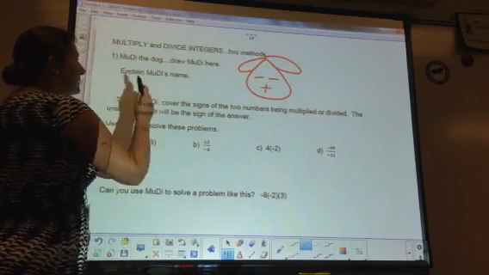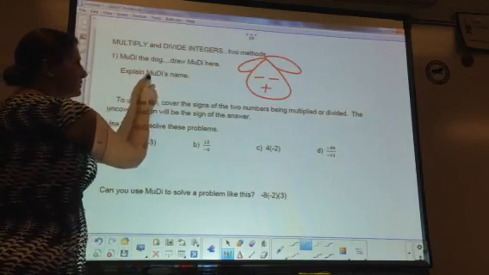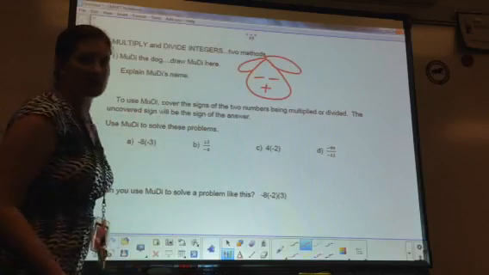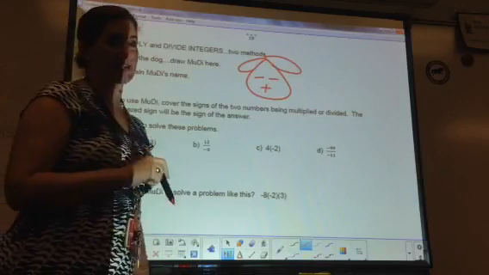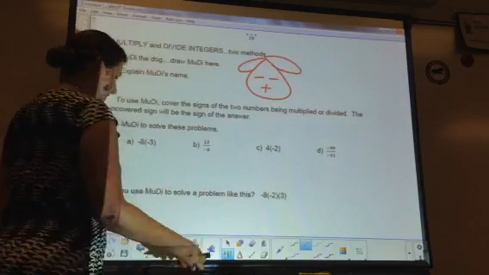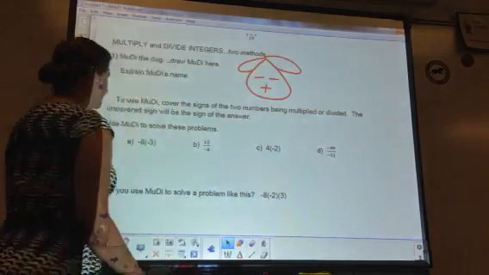Now, Muddy's name is Muddy because MU is multiply and DI is division. Muddy will bite you if you try to make him work for addition and subtraction. It does not work. It never will. So let's go. Watch what happens.